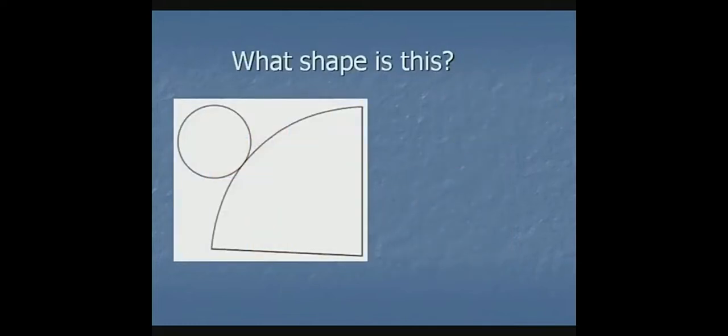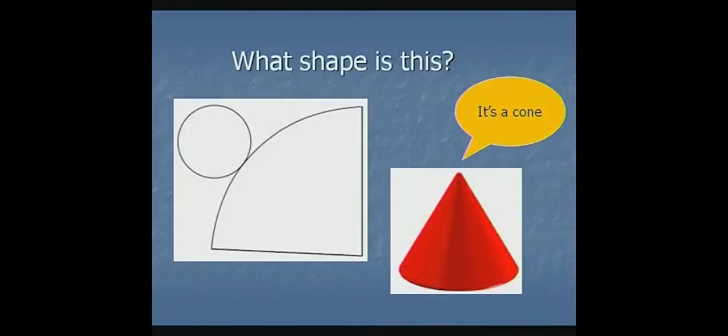Now, what shape is this? Maybe you are unable to predict it, am I correct? It is a cone. The previous one is the net diagram of the cone, correct? Then how are you going to open and visualize this cone in the form of a net diagram? Let us see.